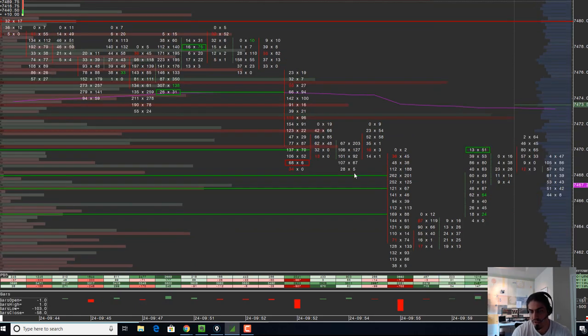So right here, they're broken temporarily. You can see a lot of sellers come in. Sellers can push it lower. You see sellers stuck here. No easy levels formed anywhere here.